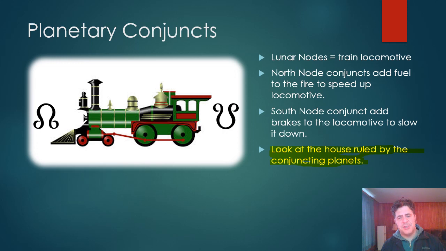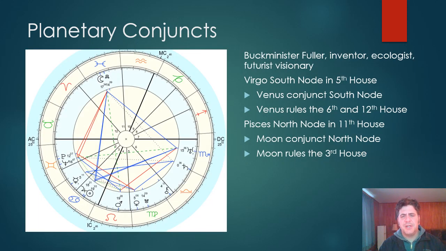It's not that the planets conjunct your south node make you less advanced than the planets conjunct your north node. It just means that it's kind of postponing your maturity into your north node, those particular planets. So I want to look here at another example of Buckminster Fuller, who is an inventor, ecologist, futurist, visionary. He invented the biofuel car, the tetrahedron, those dome structures. He was kind of a visionary.